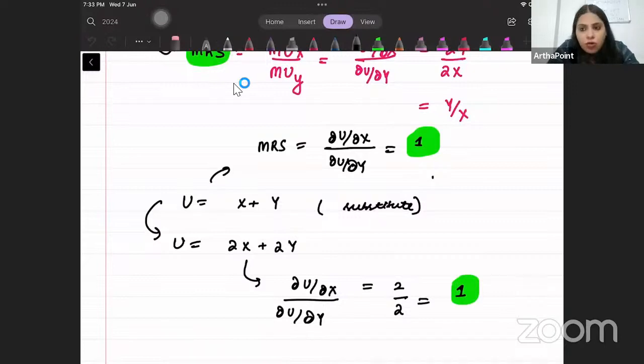Now, before we move to the actual topic for the day, which is Marshallian and Hicksian, I would like to quickly give you one question. You need to tell me whether one is a monotonic transformation of the other or not.